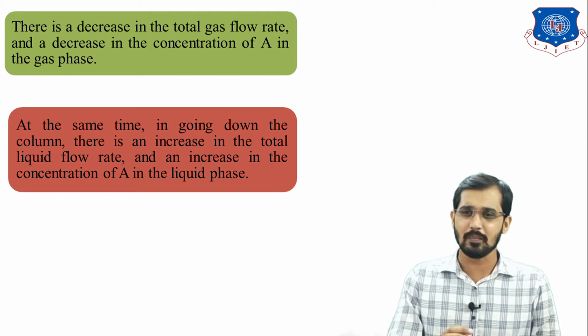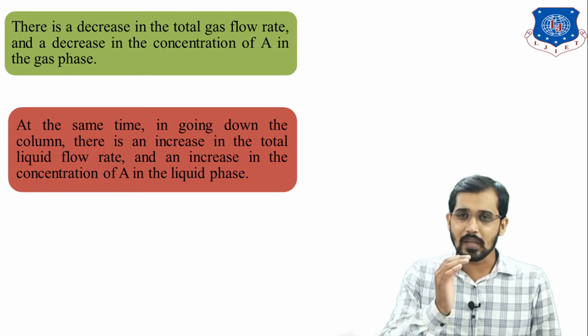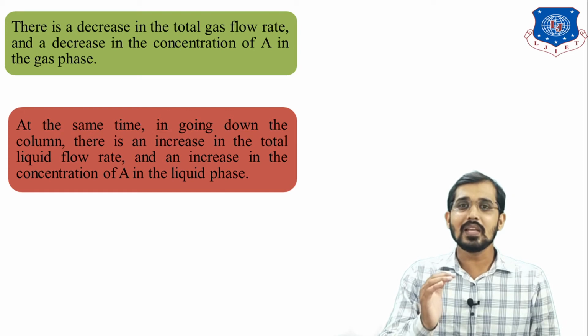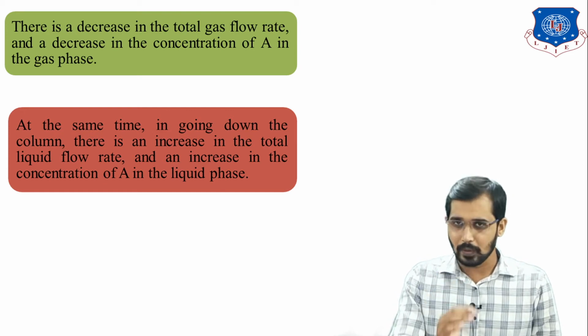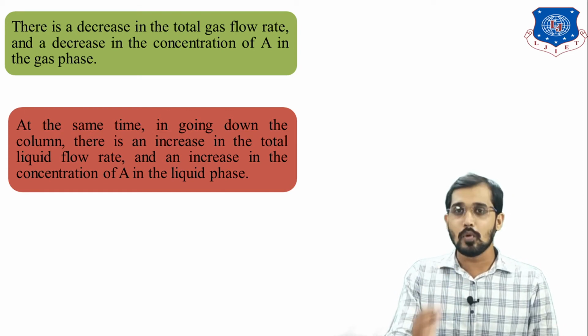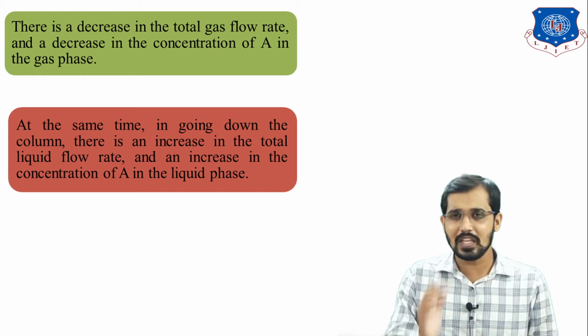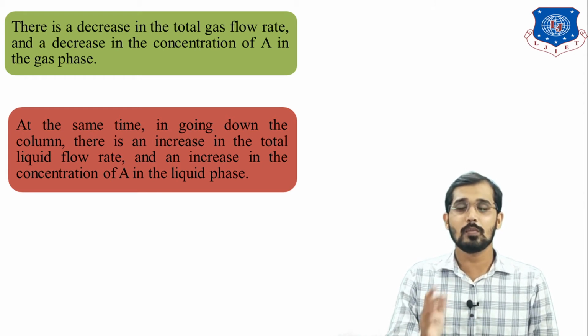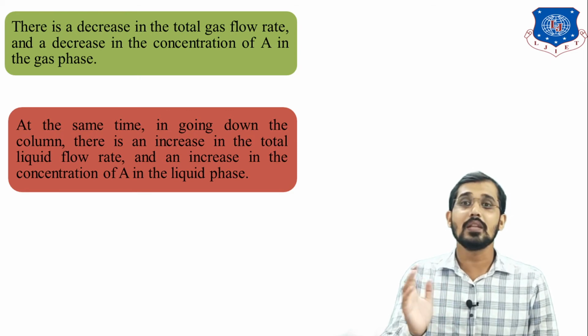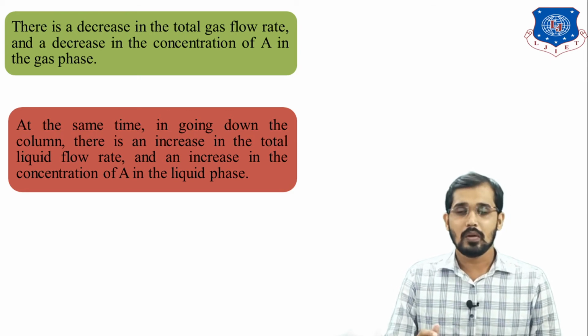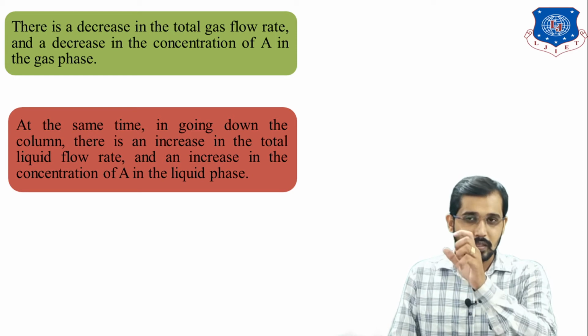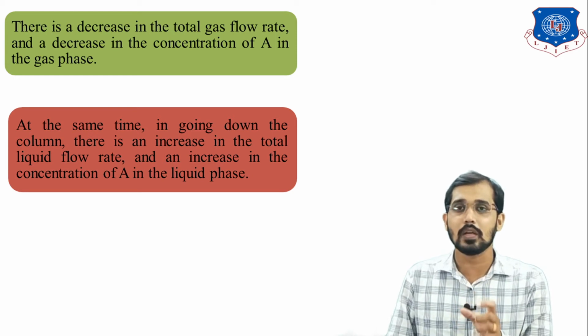At the same time, going down the column, there is an increase in the total liquid flow rate and the composition of that component which we want to remove in the liquid stream. But at the same time, the composition of that component is decreasing in the gaseous stream. I am saying here both streams are flowing in the same direction because this is nothing but co-current gas absorption.